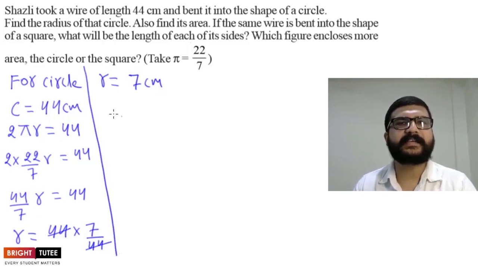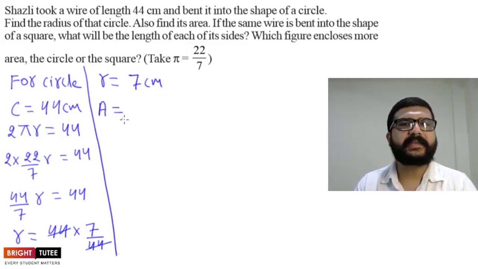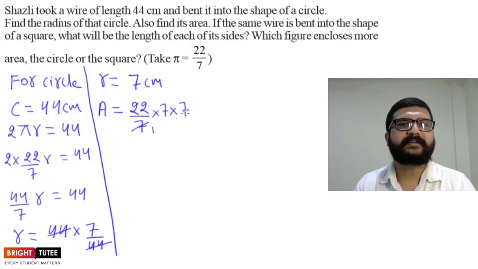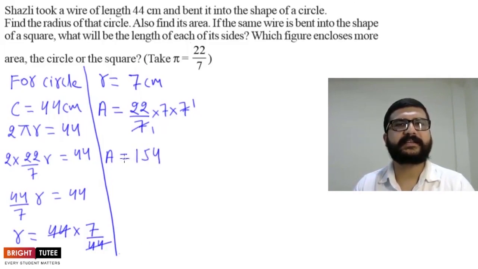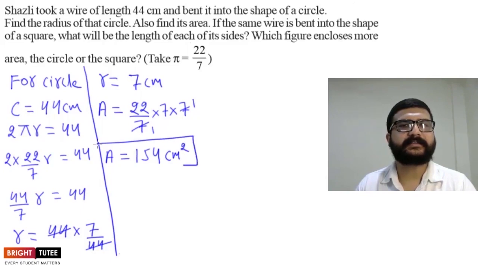Now if radius is 7 centimeters, what will be the area? Area will be equal to pi r square. So it means pi means 22 upon 7, r square means 7 into 7. Now we can cancel this 7 with this 7. Now we have to find 22 into 7, that will be the area of the circle. Now 22 into 7 will be 154. So therefore area of the circle is 154 square centimeters. So this is the area of the circle and the radius is 7 centimeters.